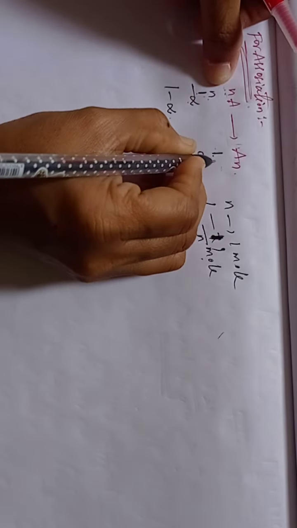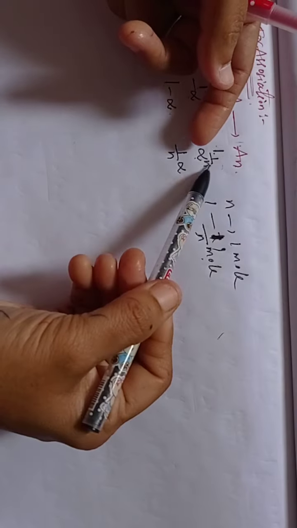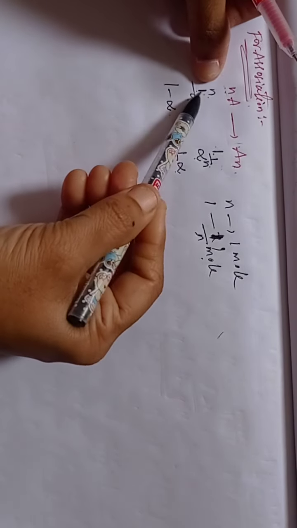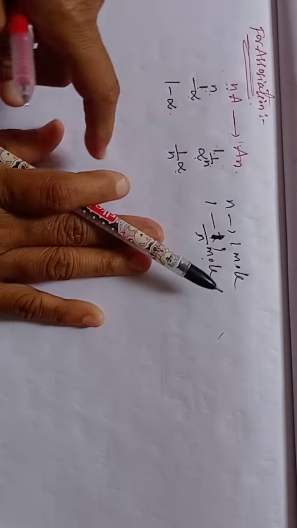And here for 1 mole we have to find. For 1 mole, are you understanding, students? For 1 mole, how many increased? 1 by n. So we have to multiply here. How much increased means 1 by n into alpha. How much decreased means 1 minus alpha. Are you following, students? This is 1 minus alpha.